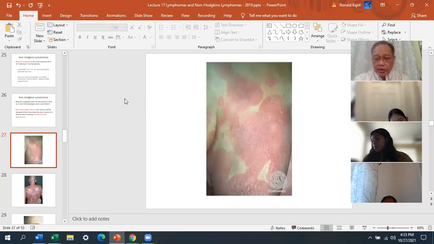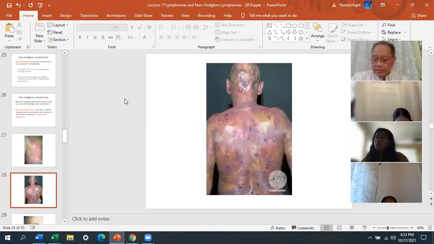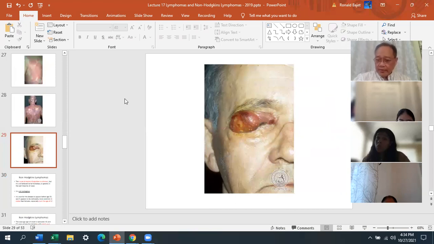So here are some more pictures. Rashes. That's erythema all over the body. Here's another one, but it's pretty severe. And here, this guy's eye is infected. So this is Mycosis Fungoides.